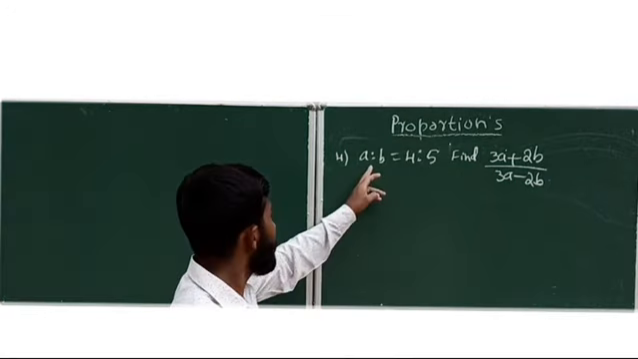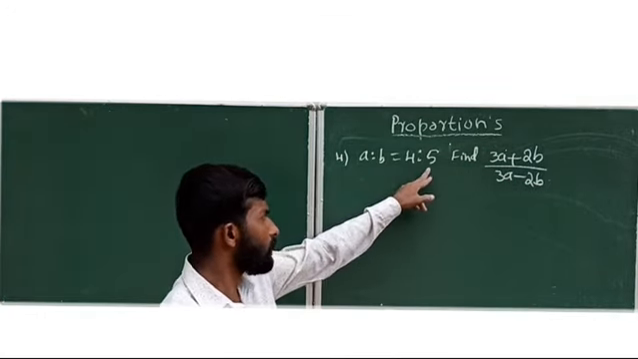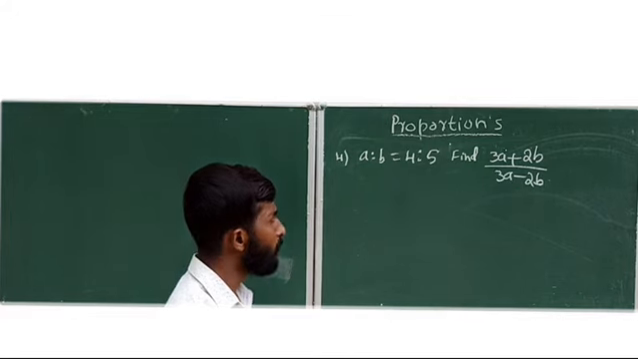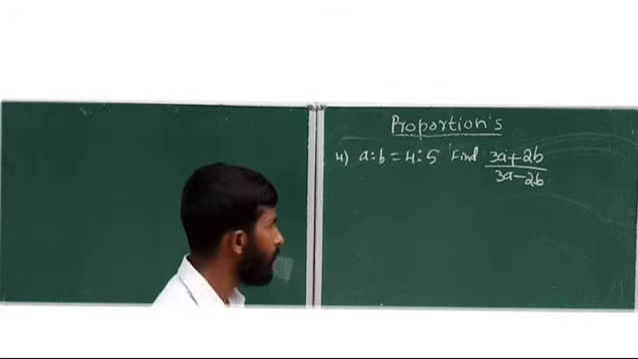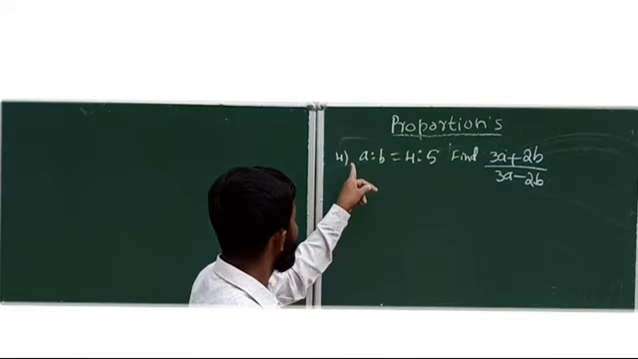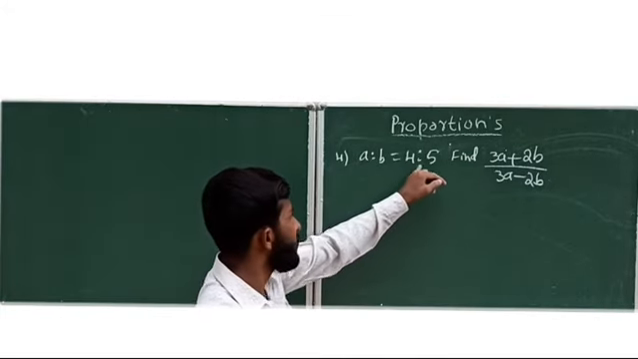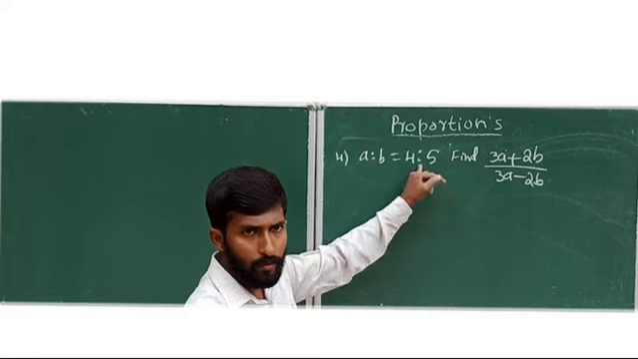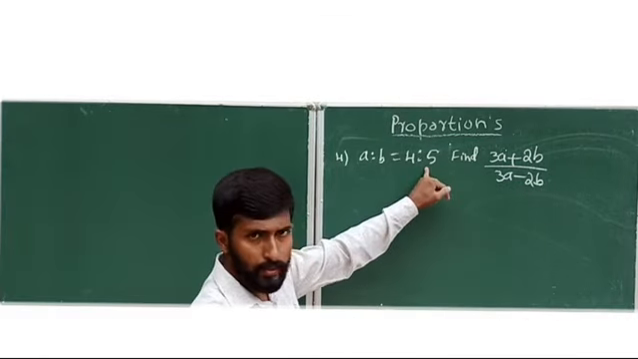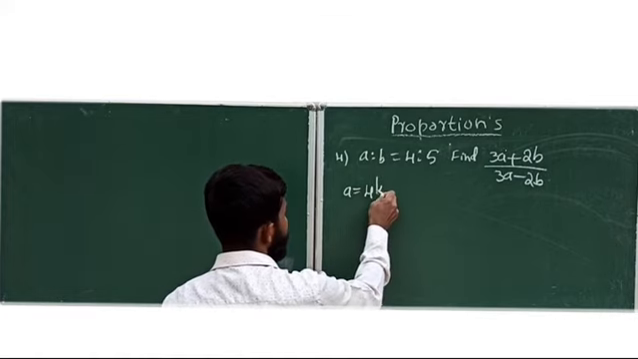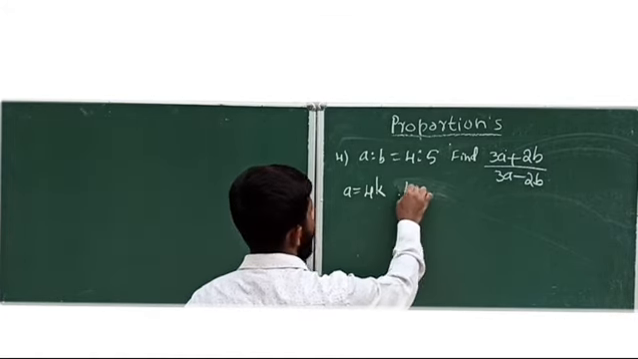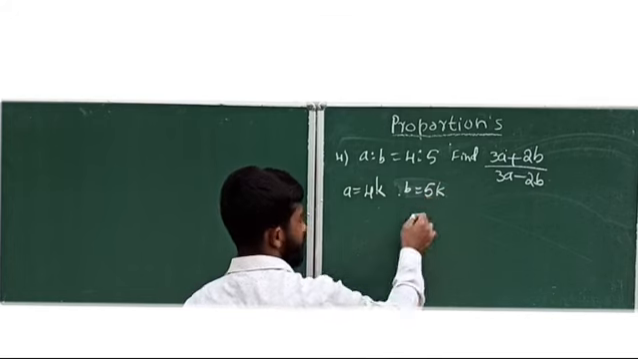See the next question. A is to B is equal to 4 is to 5. Find (3A plus 2B) divided by (3A minus 2B). To solve this question, use the given data. A is to B is equal to 4 is to 5 is given. A ratio B is equal to some ratio is given means you need to take A is equal to 4 into some constant, B is equal to 5 into the same constant.